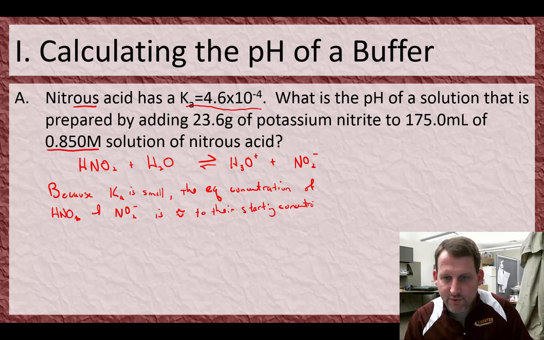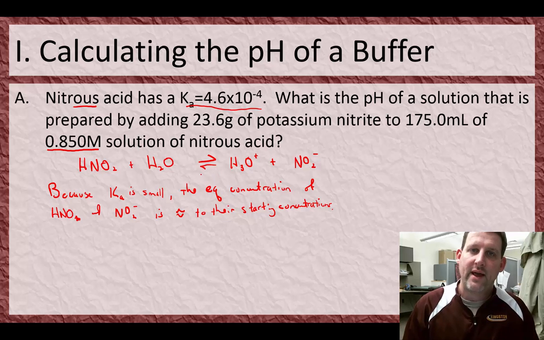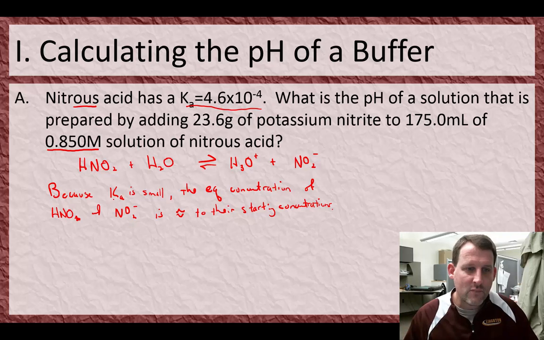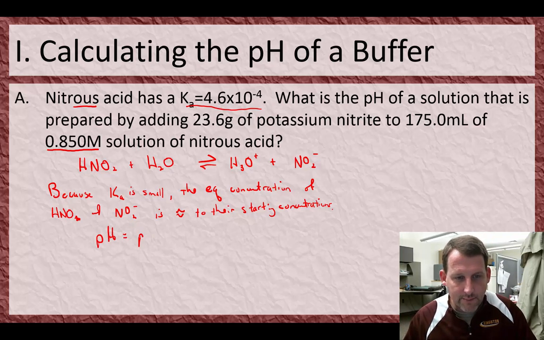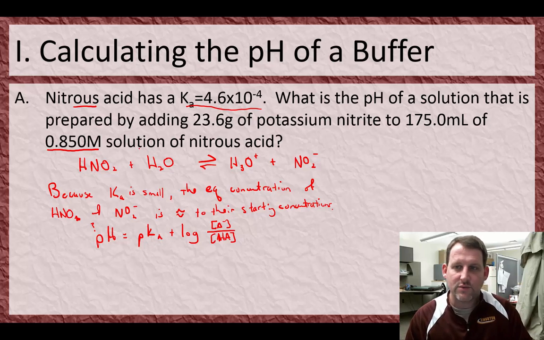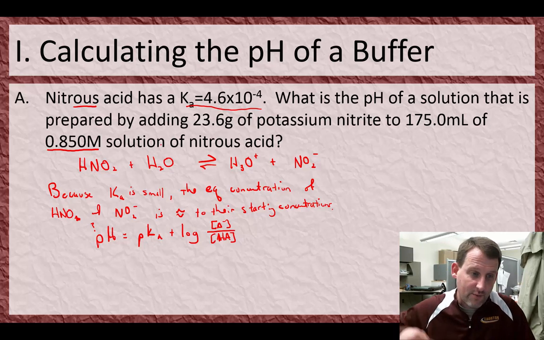And by making this approximation, we avoid the trouble of having to go through that whole ICE table and the calculation for the change in concentration. All right, so we know we have this equation, this awesome pH equation, that is equal to the pKa plus the log of A minus over HA. So let's go through this and figure out what we know and don't know. We don't know the pH, which is fine because we're actually looking for the pH. So great, we're not supposed to know it.